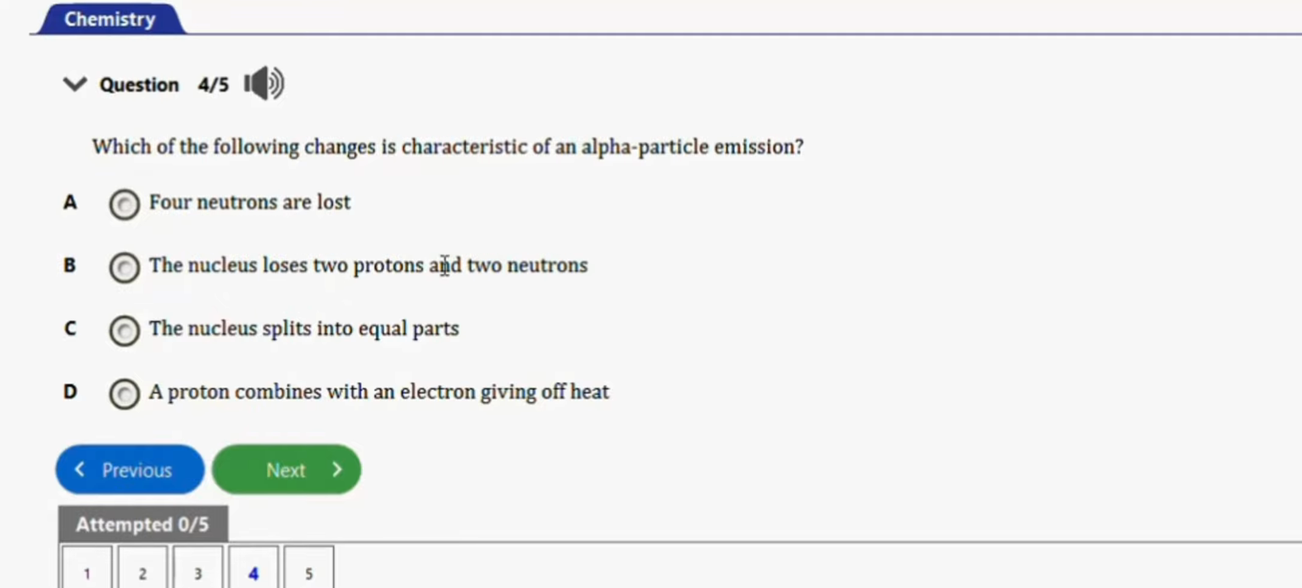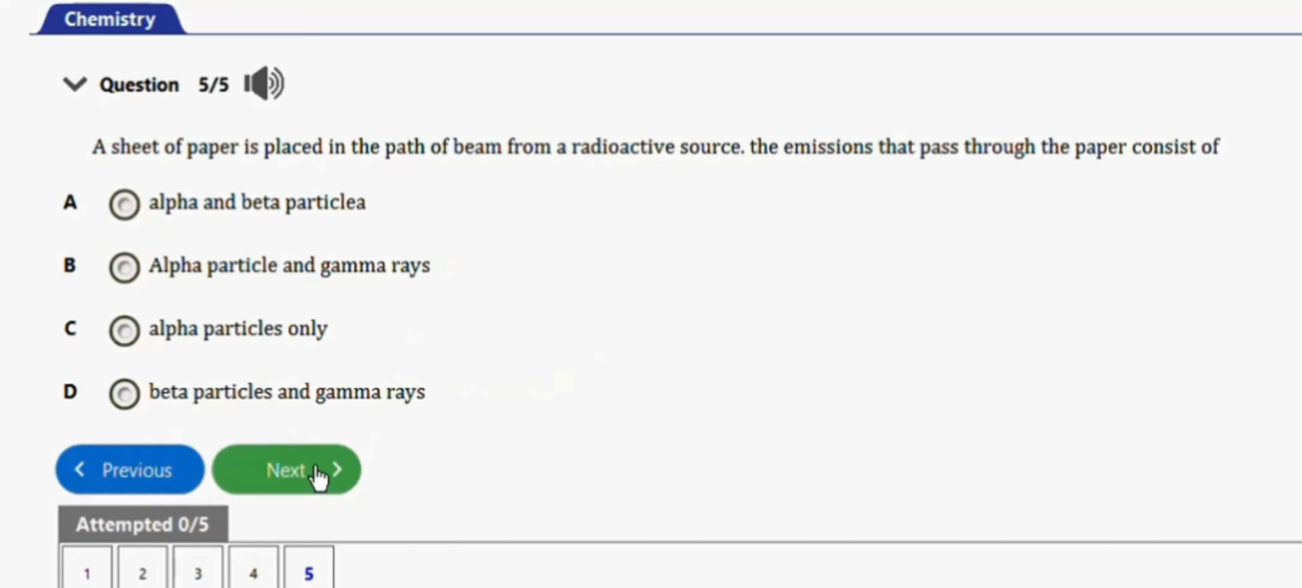So that's it. The next repeated question, the last one before I end this video, will be this one. It says a sheet of paper is placed in the path of a beam from a radioactive source. The emissions that pass through the paper consist of alpha and beta particles and gamma rays, alpha particles only, beta particles and gamma rays.